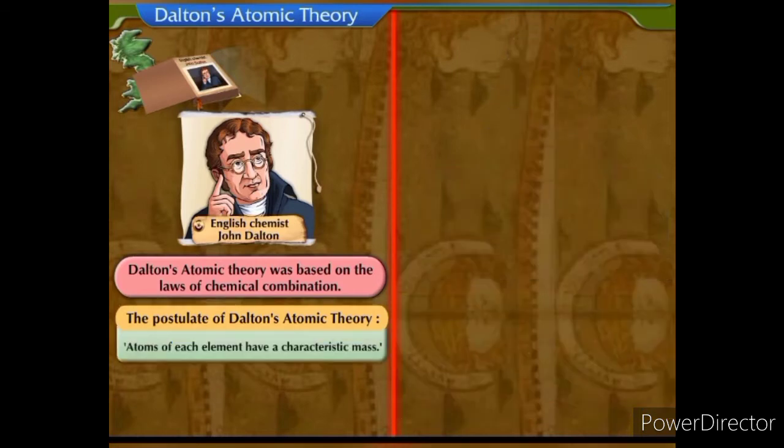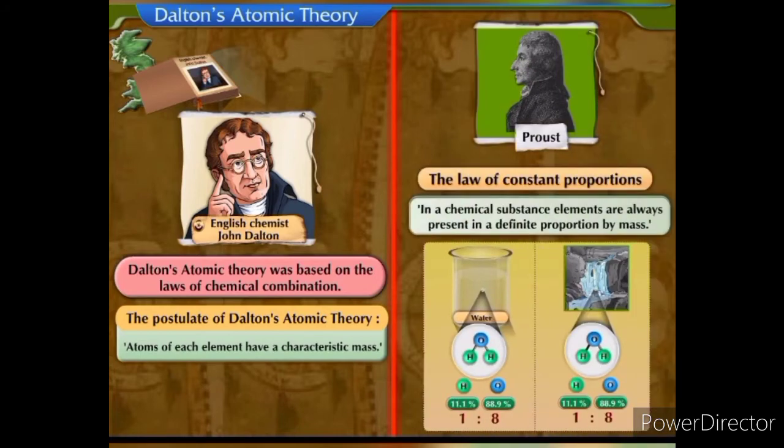The postulate that atoms of each element have a characteristic mass was based on the law of constant proportions. The number of atoms, the kind of atoms, and the mass of atoms of each element in a compound is fixed. Therefore, in a compound, the same elements combine together in the same proportion by mass. This is the law of constant proportions.